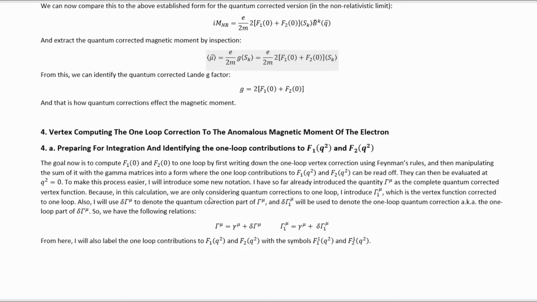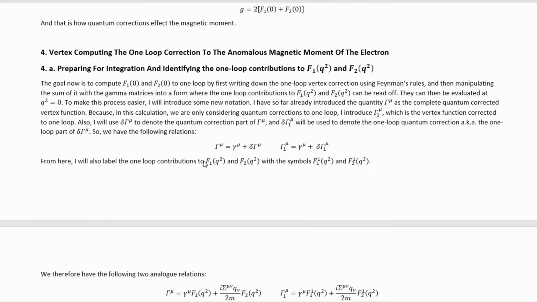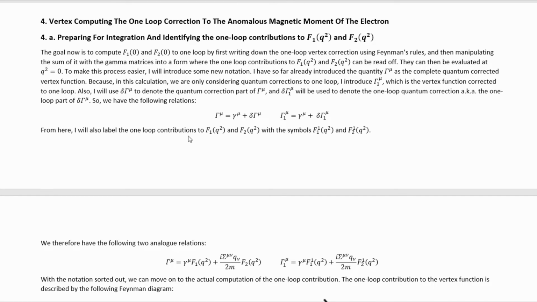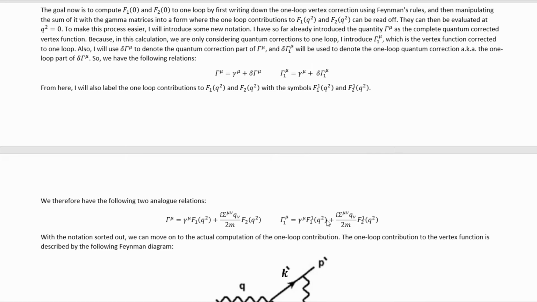Because in this calculation we are only considering quantum corrections to one loop, I introduce the quantity Gamma 1 mu, which is the vertex function corrected to one loop. Also, I will use delta Gamma mu to denote the quantum correction part of Gamma mu, and delta Gamma 1 mu will be used to denote the one-loop quantum correction, aka the one-loop part of delta Gamma mu. So we have these two relations based on those definitions. From here, I will also label the one-loop contributions to F1 of q squared and F2 of q squared with the symbols F11 of q squared and F12 of q squared. We therefore have these two analogous relations based on these last two definitions.